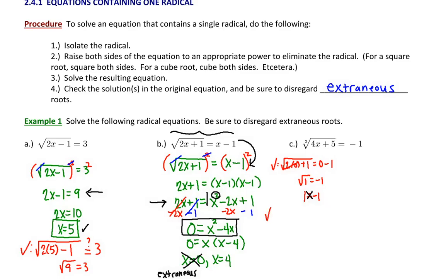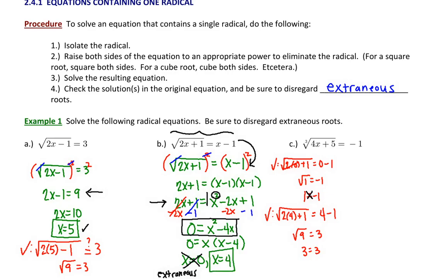Let's check our other solution, which is 4. So I'm going to the original equation and replacing the x's on both sides with a 4. So under our radical, we have 8 plus 1, or 9. Square root of 9 on the left, 3 on the right. That one does give us a balanced equation, so we will keep x equals 4 as the only solution. Sometimes both of them work. Sometimes neither of them work. Sometimes one works. Radical equations are a little more unpredictable.